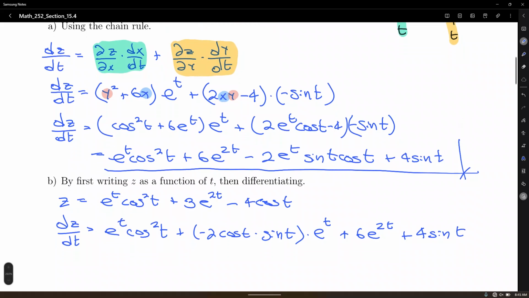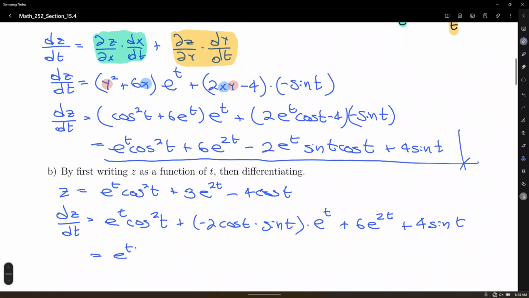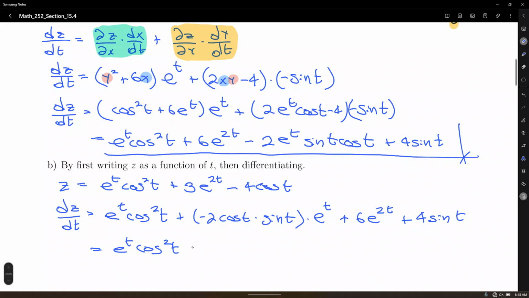Okay? So, do you see how we have the same result? e to the t cosine squared t. Let me just clean this up. That is minus 2 e to the t cosine t sine t, plus 6 e to the 2t plus 4 sine t. Same result as part A, right? Two different ways. The chain rule way, and then by first expressing z as a function of a single variable, which in this case is t. All right?